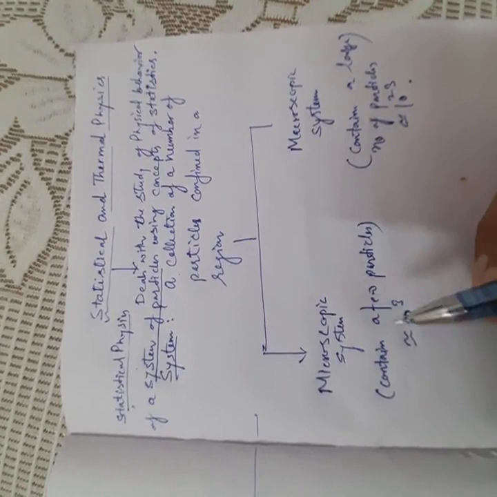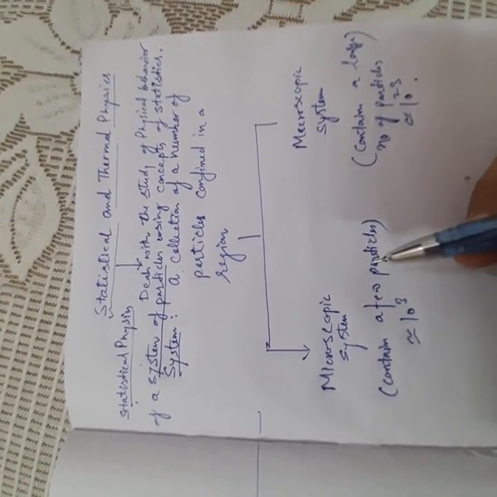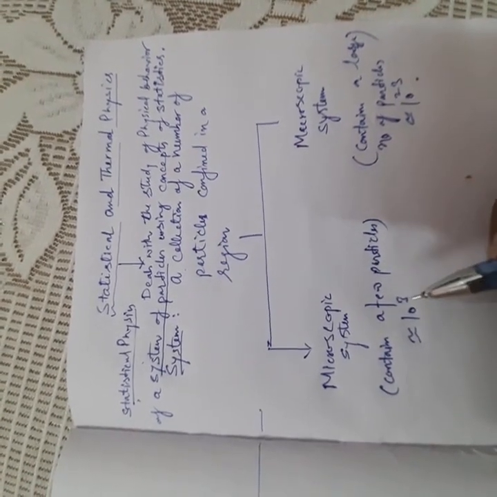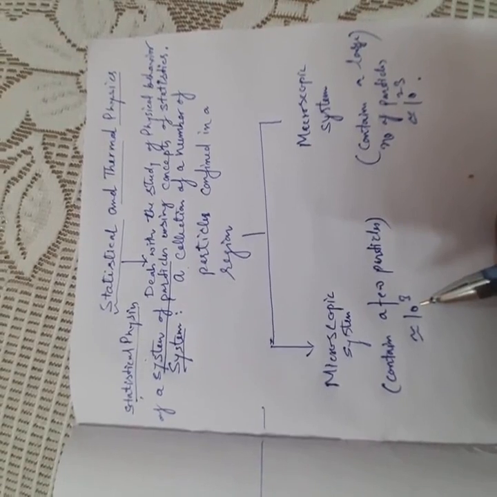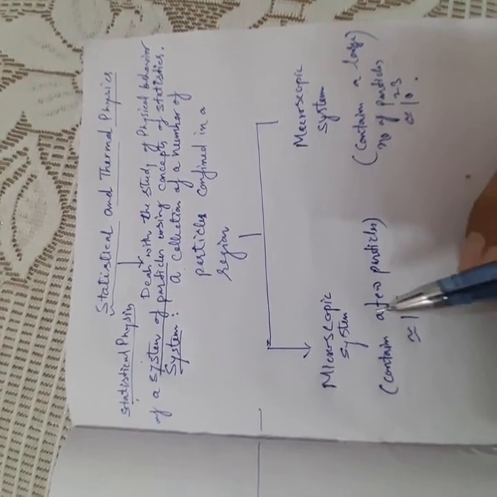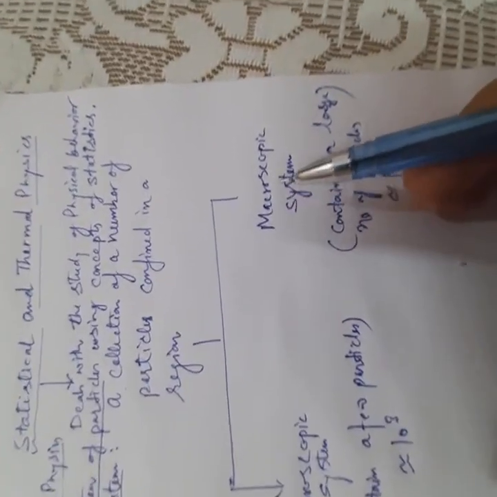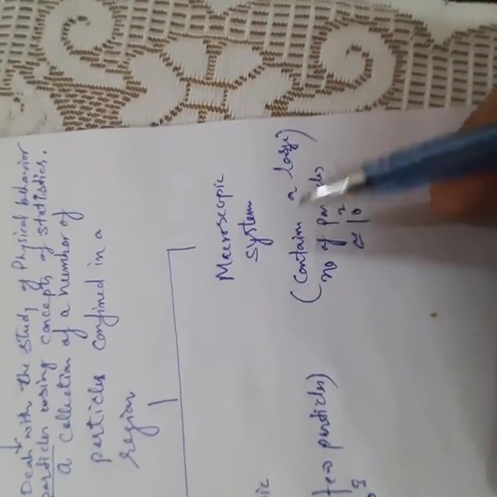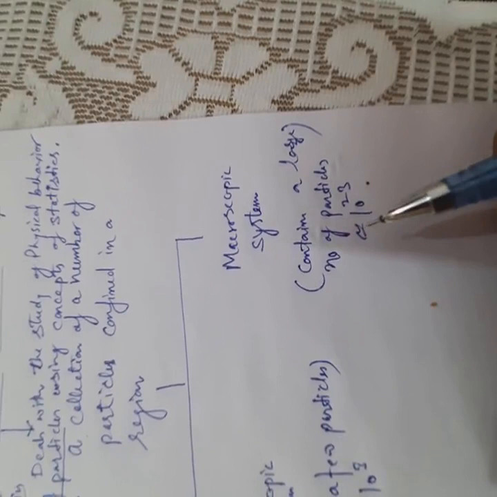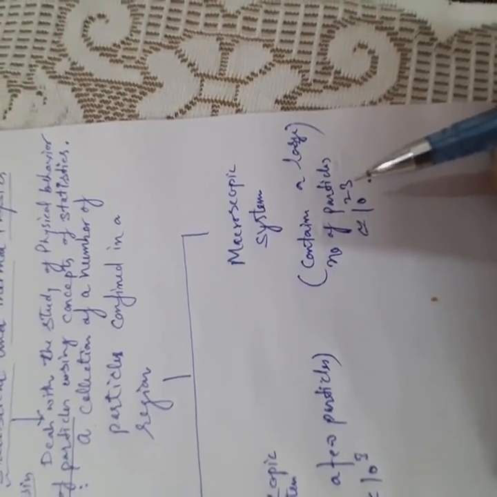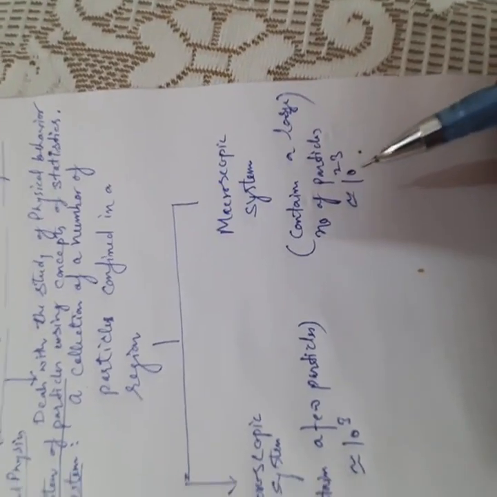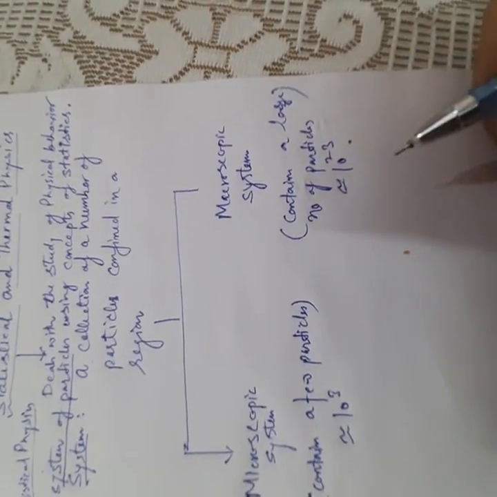A microscopic system is one which contains a small number of particles, approximately 10 to the power 3 particles. That is a microscopic system. A macroscopic system contains a large number of particles, approximately 10 to the power 23 particles. That is called a macroscopic system.